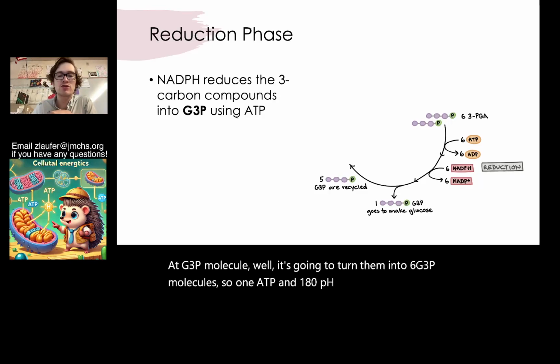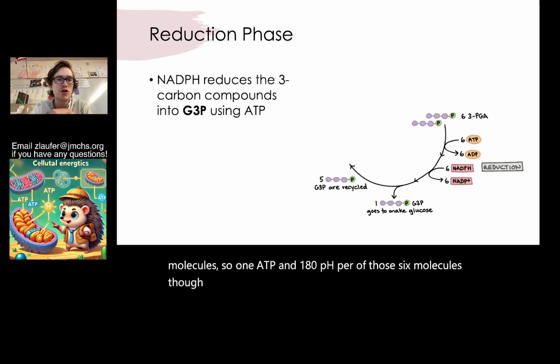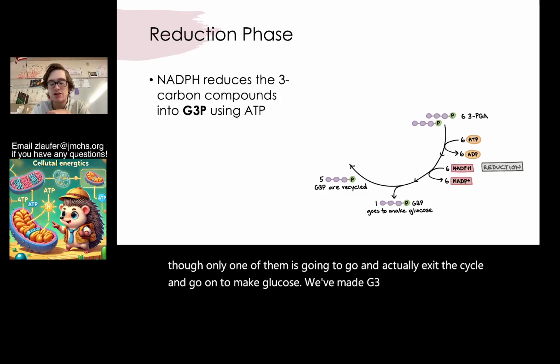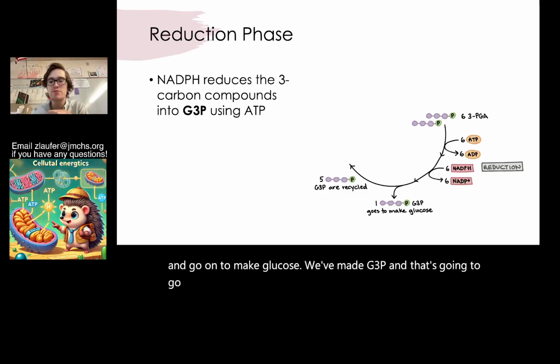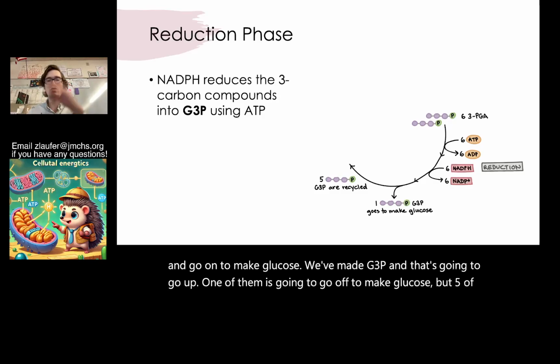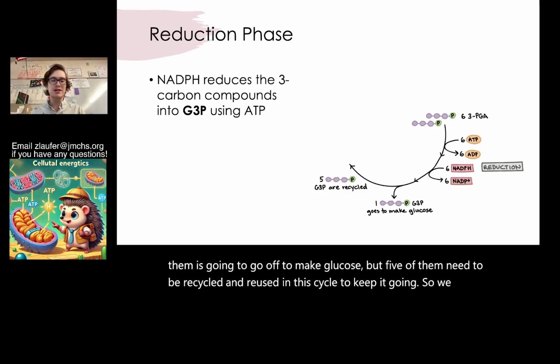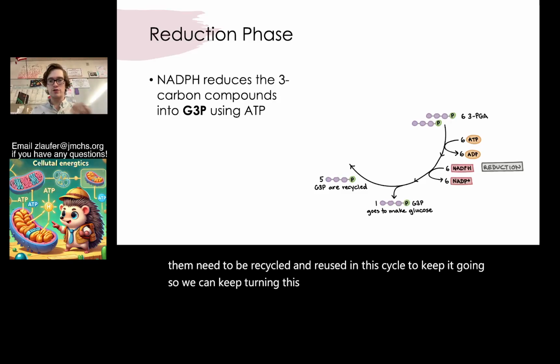Of those 6 molecules, though, only one of them is going to go and actually exit the cycle and go on to make glucose. We've made G3P, and one of them is going to go off to make glucose, but 5 of them need to be recycled and reused in this cycle to keep it going, so we can keep turning this cycle over and over again. And you'll see why in just a second.